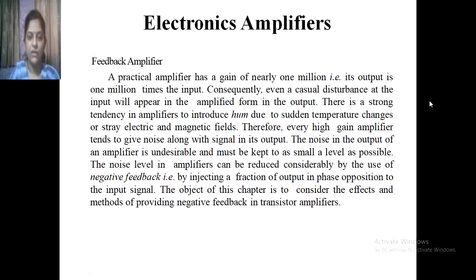Because when we give any input to the amplifier, the output will come as a million times the input. So if any disturbance occurs at the input side, that also gets amplified by a large amount at the output. To avoid this, or to keep the noise level minimum, we have to use negative feedback.